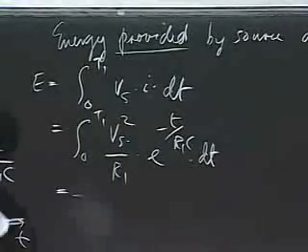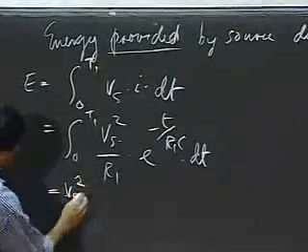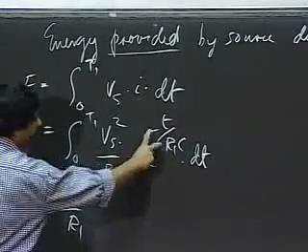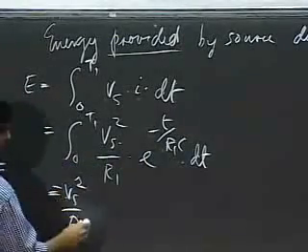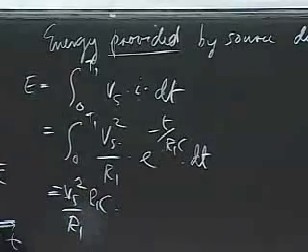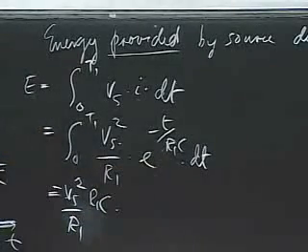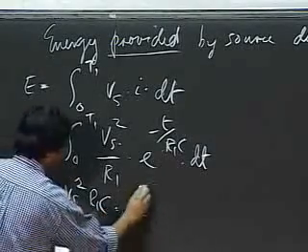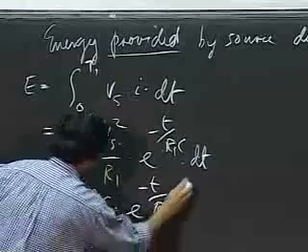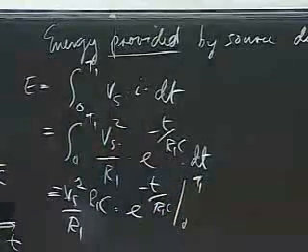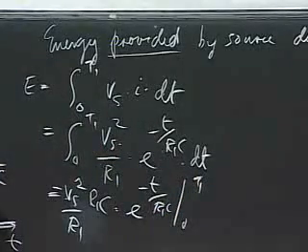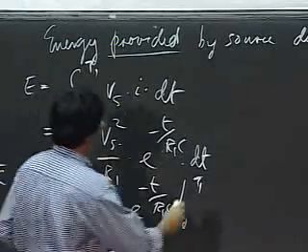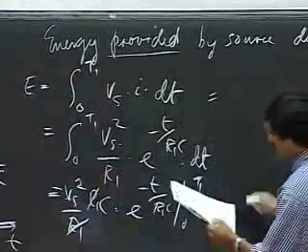Let me do that a little bit more carefully. Vs squared by R1 simply comes out, and I get a minus R1C in the numerator. Remember, if I differentiate it, then I get R1C in the denominator, so for the integral, it comes up here. And then I write down e to the minus t divided by R1C, from 0 to T1. So this R1 and this R1 cancel out, and I end up getting something that looks like this.